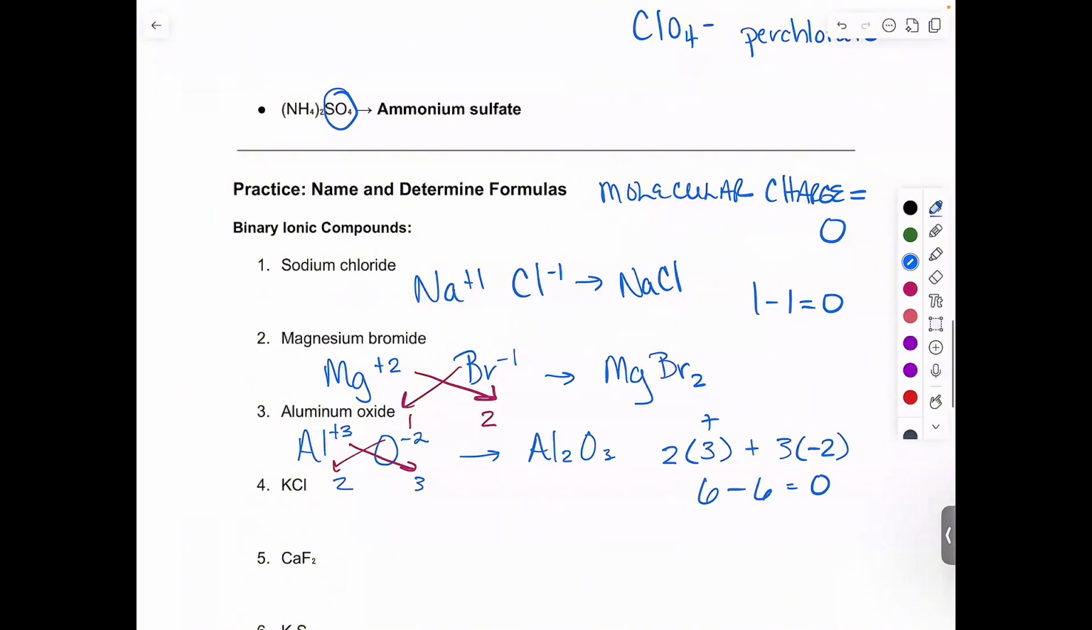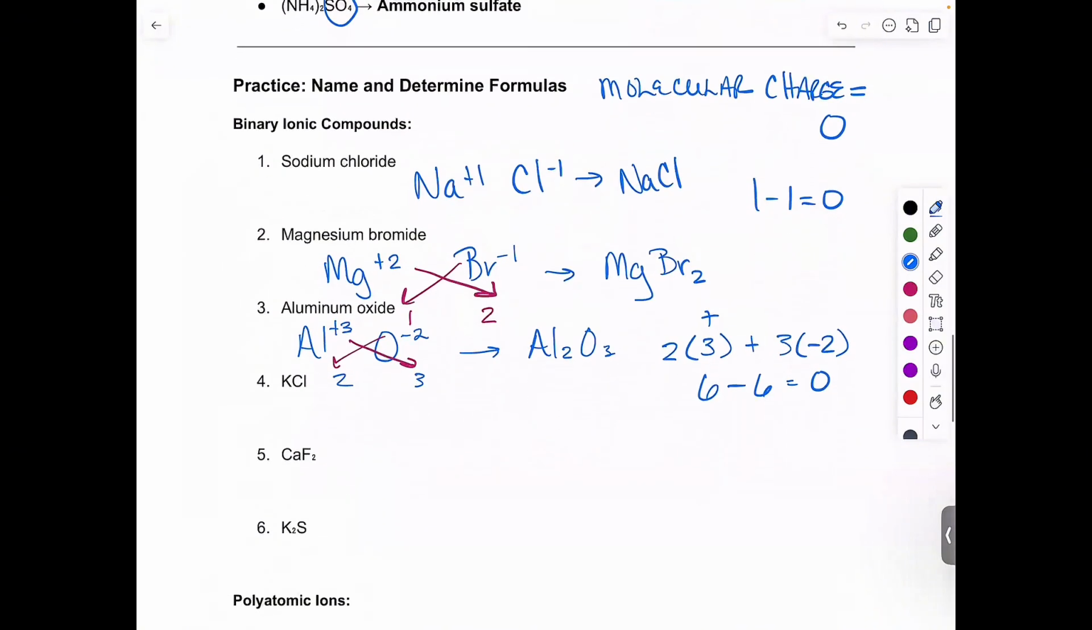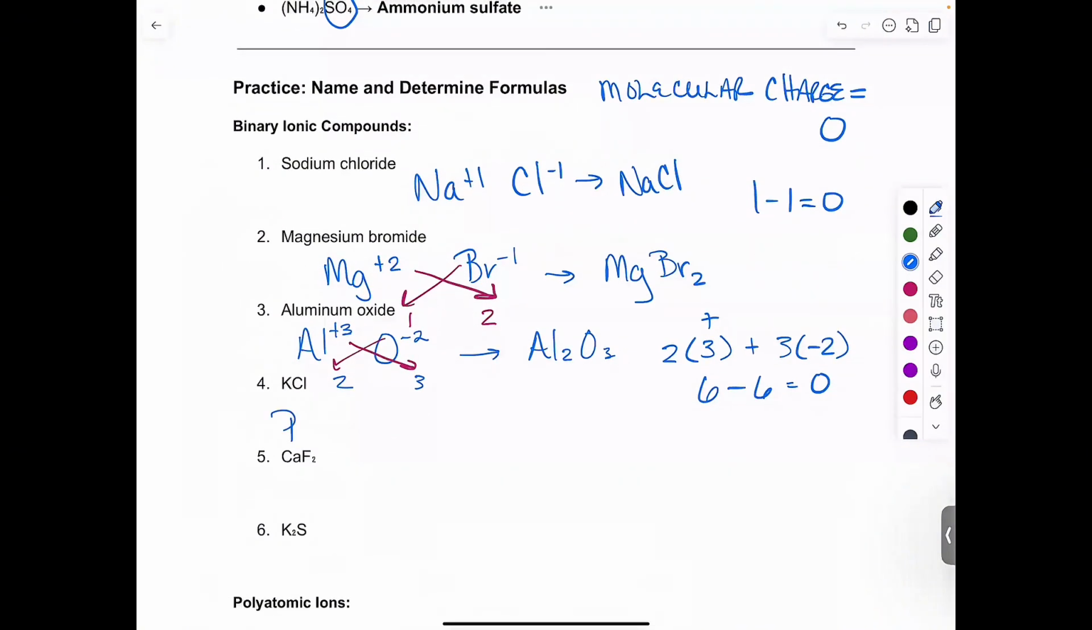Now we're just going to reverse. We're going to say KCl, and give it a name now. So we know potassium is K. And then we know chlorine, that's a halogen. We can't say potassium chlorine. We need to drop that ine and add ide. So there you go, there's potassium chloride. We have 2 more left.